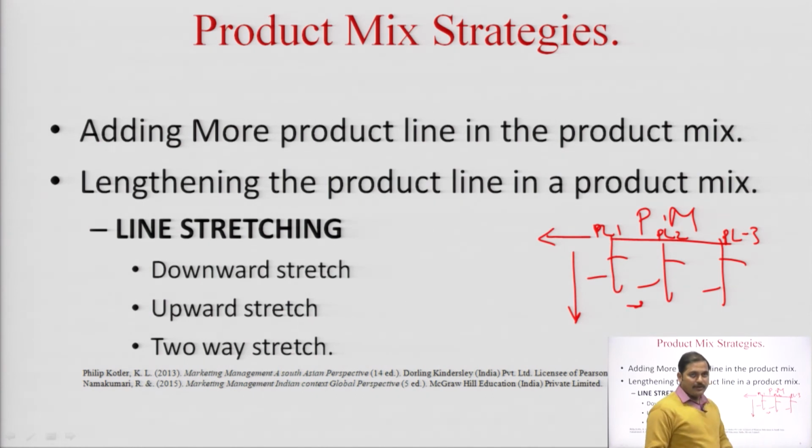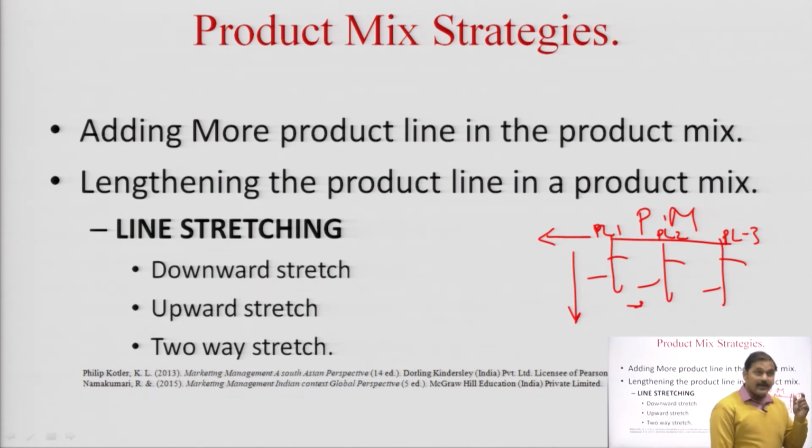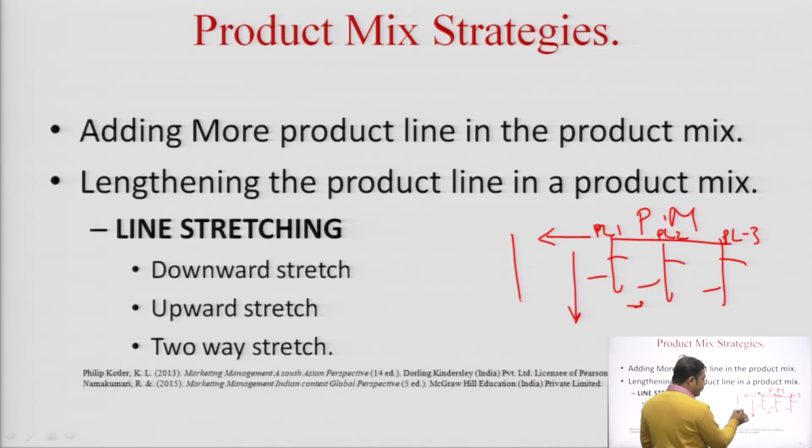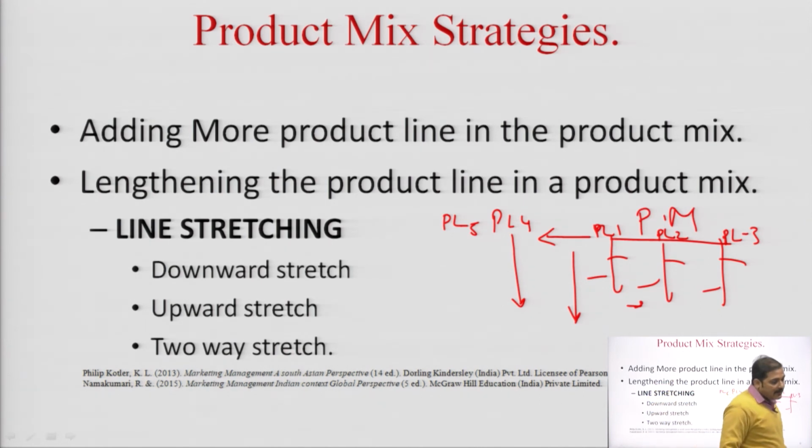I will take them one by one. So, what I can do is improve my product mix this way. That means I start adding more product lines into it: product line 4, product line 5. By that way, I will be coming up over here. So, that is called adding more product lines in the product mix. That could be one strategy.